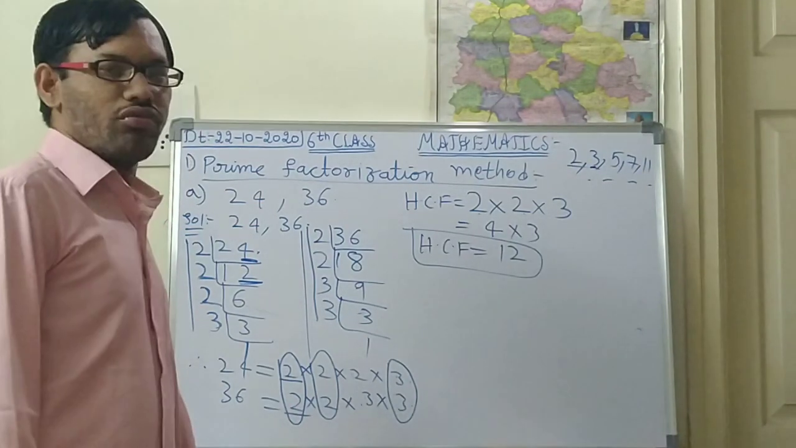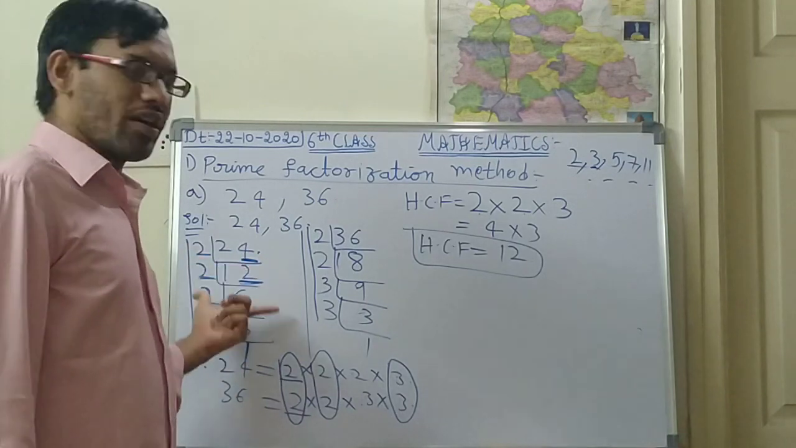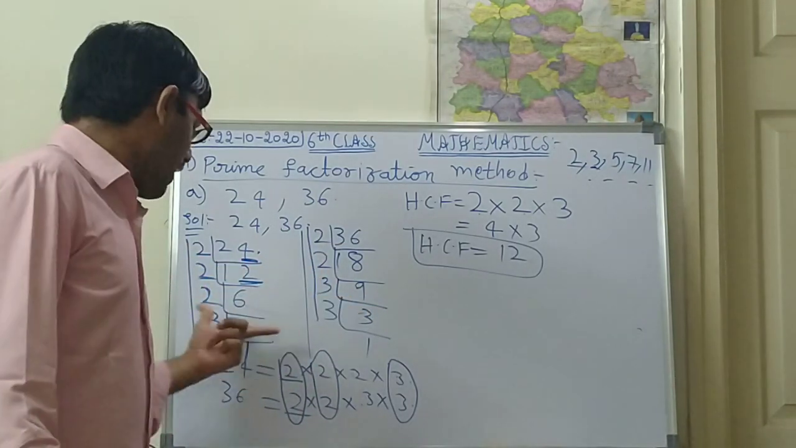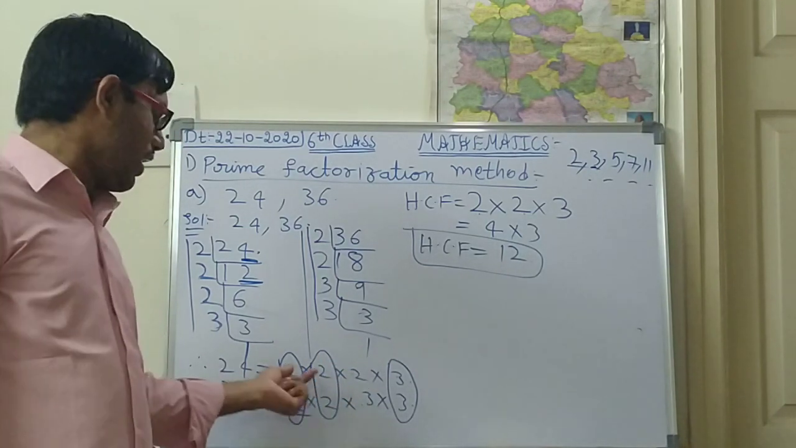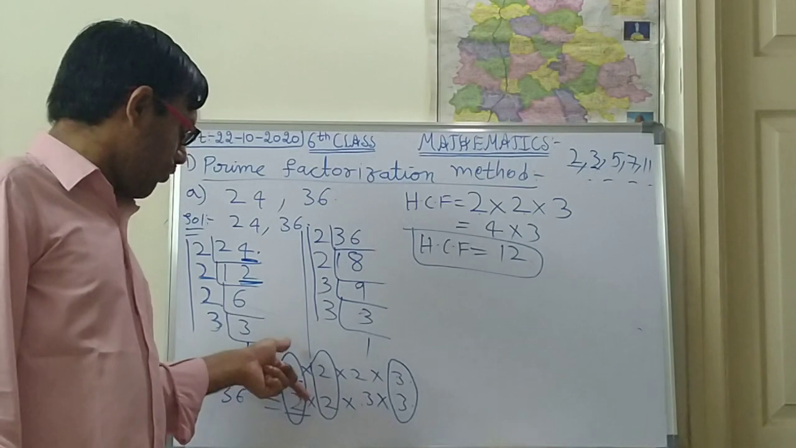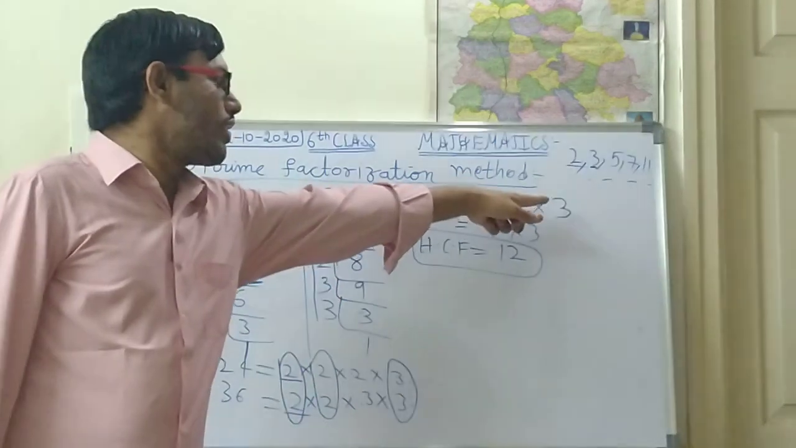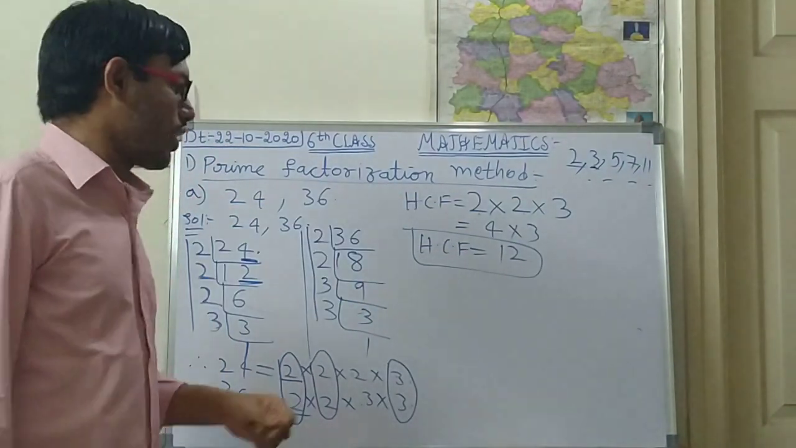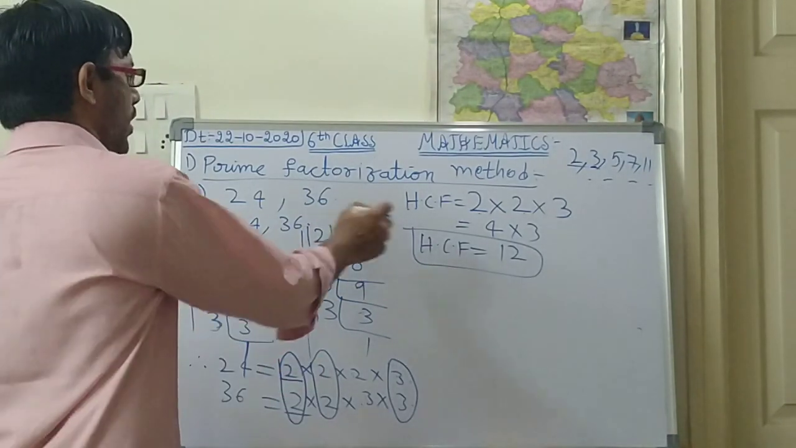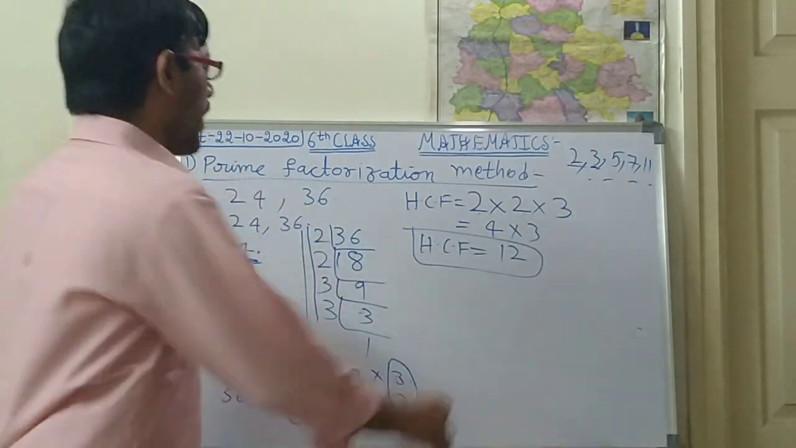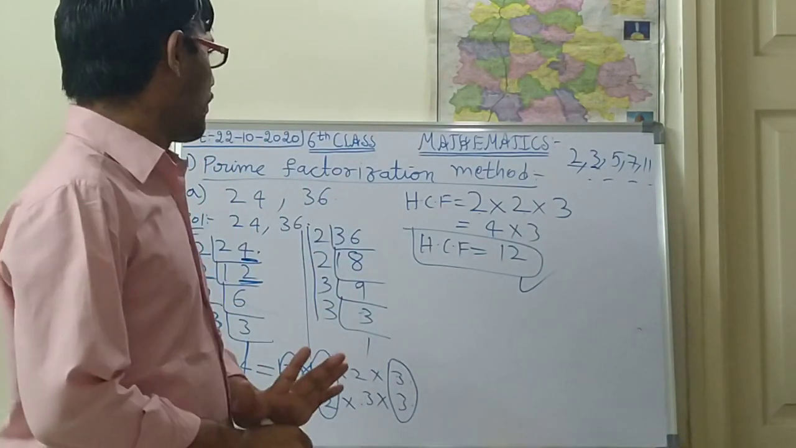I think you have understood this prime factorization method. Getting the prime factors, afterwards writing the prime factors in order and taking the common factors, you should take them in pairs, and in each pair you should write only one number. So I think you got it. This is finding the HCF with the help of the prime factorization method. So this is the first method.